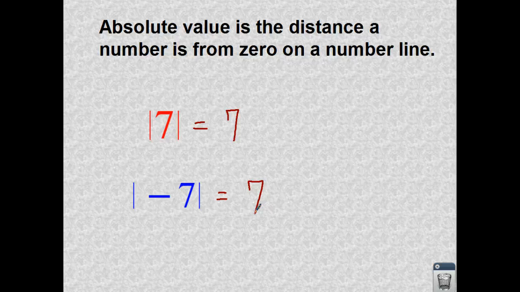Common error. The common error would be if you had a negative value on the inside, you would put the negative on the outside also. And again, that does not fall under the definition of absolute value. So all absolute value answers are positive numbers.